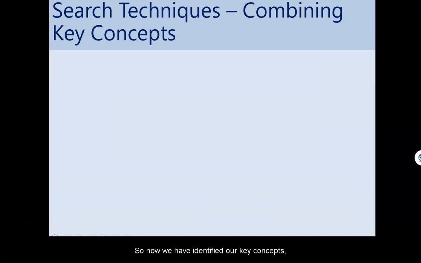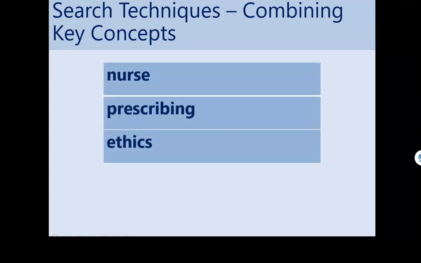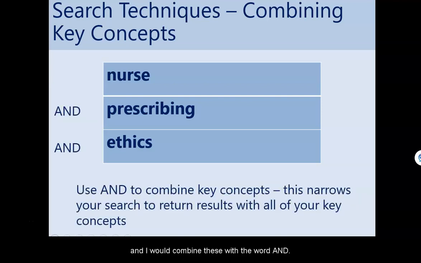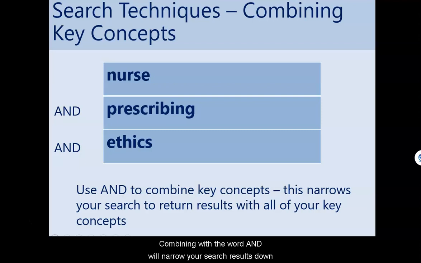So now we've identified our key concepts, let's look at combining them to start forming our research strategy. I have nurse, prescribing, and ethics, and I would combine these with the word and. Combining with the word and will narrow your search results down to focus on literature that concentrates on all of your key concepts.